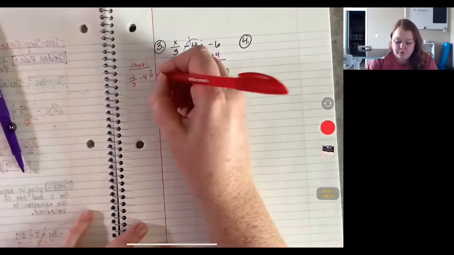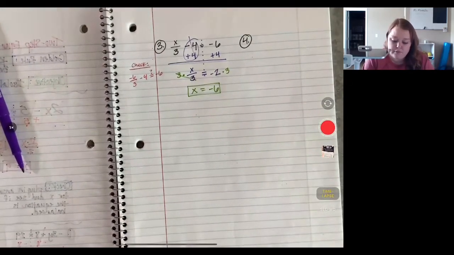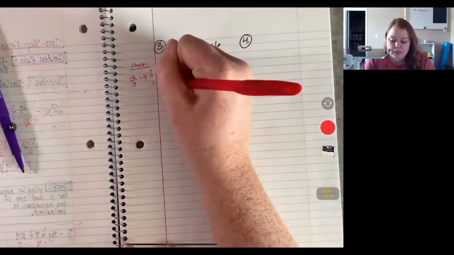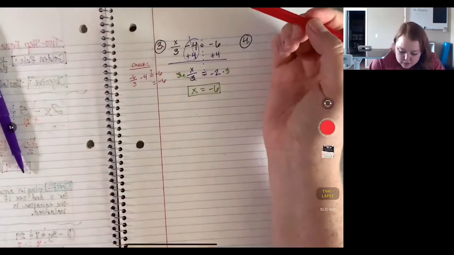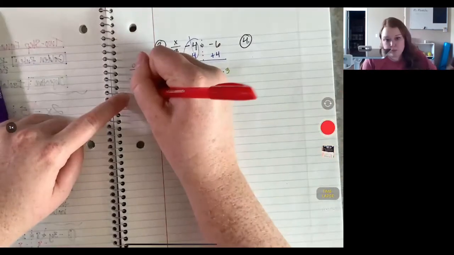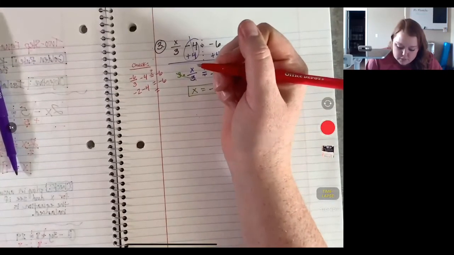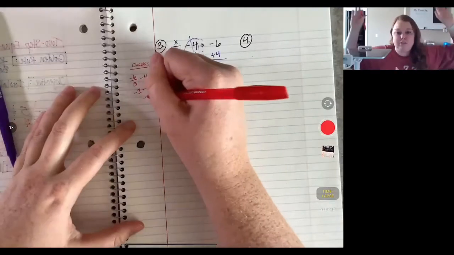So the right-hand side of the equation is already simplified. I look on the left, I've got to do that division real quick. Negative 6 divided by 3 is negative 2. You could use your calculator. Negative 2 minus 4 is negative 6. The equation is balanced. I'm happy.